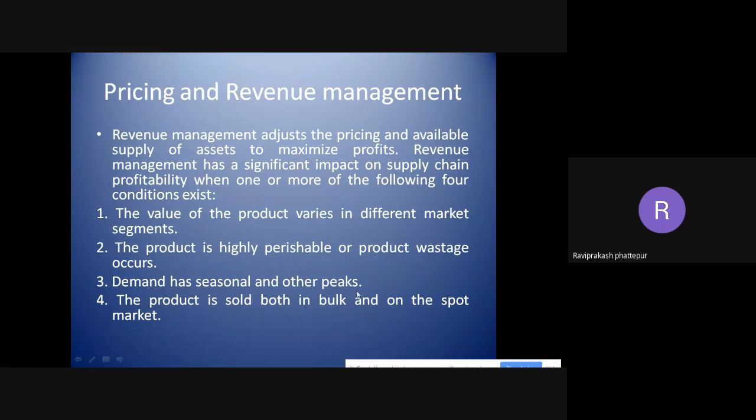Then demand as seasonal and other peaks. If it is a seasonal product or if it is having multiple peaks, then the product is sold both in bulk and on the spot market. We took it as wholesale and retail. So bulk is wholesale and spot price is retail. In bulk we need to buy so that the price reduces. If you are buying only one or two quantity, then it is the spot market, and the price will be the price of the spot market.